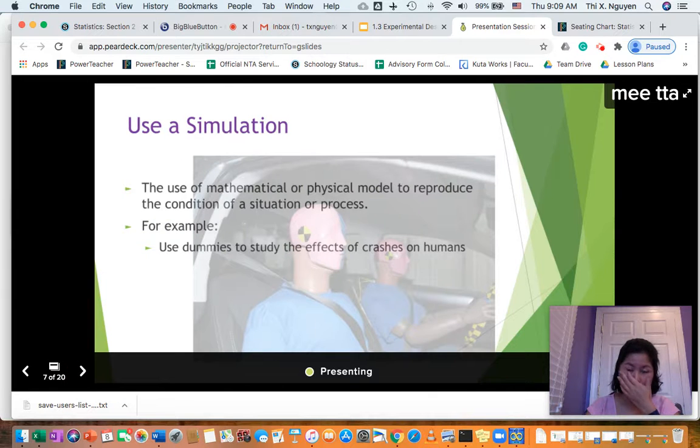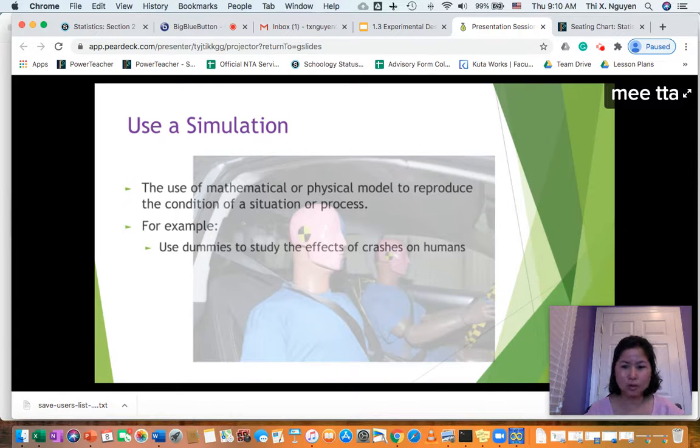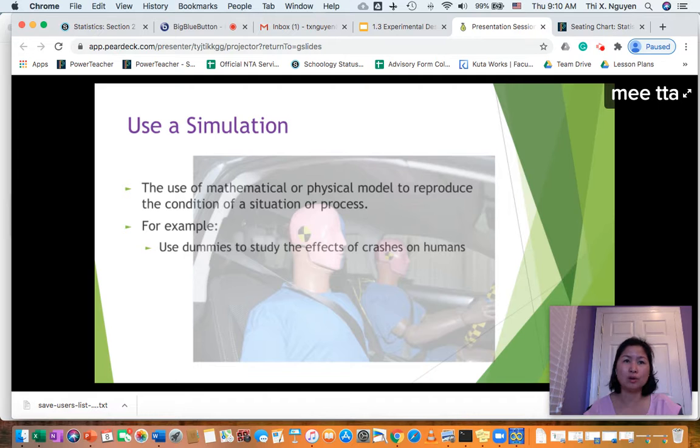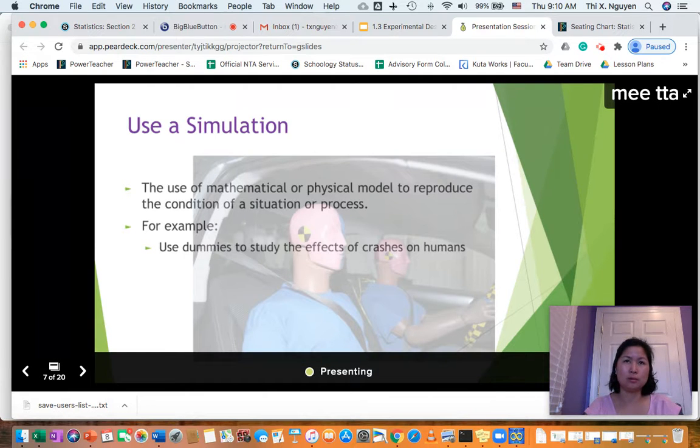The third one is to use a simulation. This is where they use a mathematical or physics model to reproduce the conditions of a situation or process. For example, they use dummies to study the effect of crashes on humans. Think about this. You don't want to sit in that car and do the experiment yourself, right? You may get killed. You may break your neck. It's not a smart thing to do, right? So you use simulation, where you use a dummy. It's the same with other things that may hurt you or the object. They use a model of something to study it.